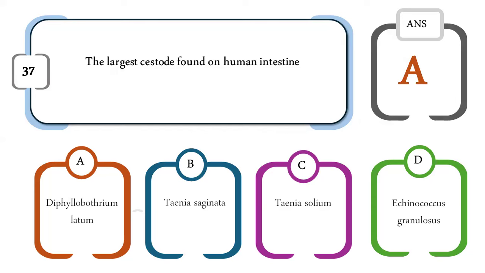So what is the size of this cestode? It measures around 10 meters or more in length. So that is the largest cestode. And how does this infection take place? By the consumption of uncooked or undercooked freshwater fish.